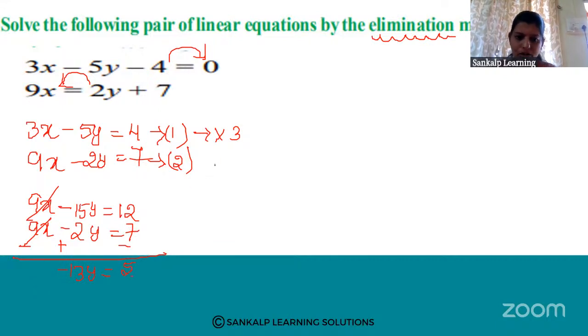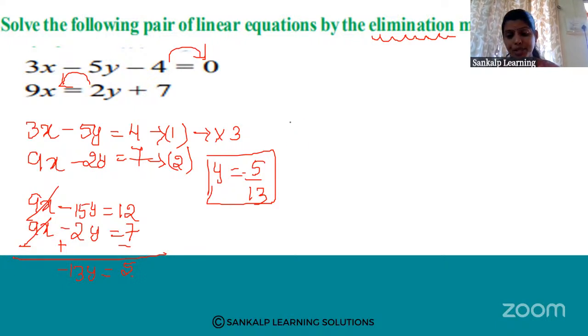That means the y value is 5 divided by 13. Transfer this 13 to this side. Here minus is also there. So y is equal to minus 5 divided by 13 is the value of y. Now, substitute the value of y in equation 1 or 2. In order to get the x value, we need to substitute the value of y in equation 1 or 2. Yes or no? So what I will do? I will substitute the value of y in equation number 1.